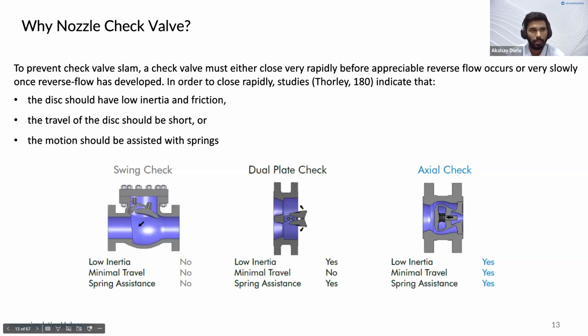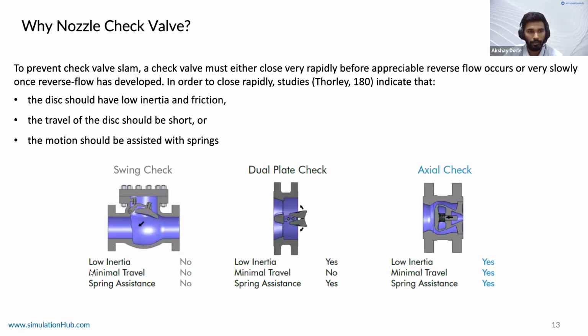Next is the travel of the disc should be short. If you look at this swing check valve, it has to travel in a curved path. It takes longer to get from point A to point B. Similarly, in the case of dual plate check valves, they have to travel along a curve, so it's a longer path. Compare that with the axial check valve. The axial check valve has a very linear, minimal distance to travel, which is again assisted by the springs. So it becomes very, very quick in responding to flow reversals.